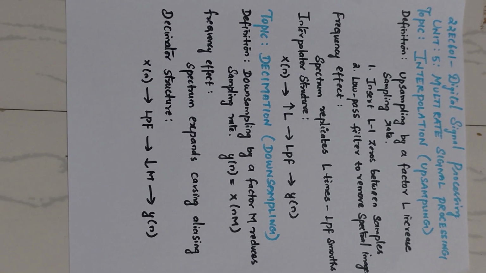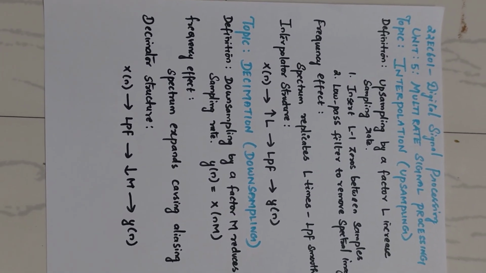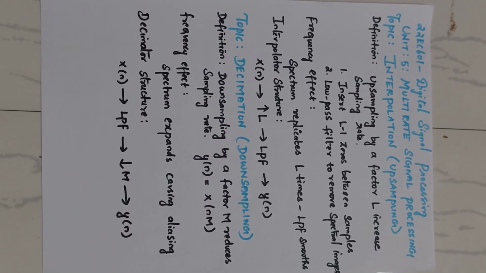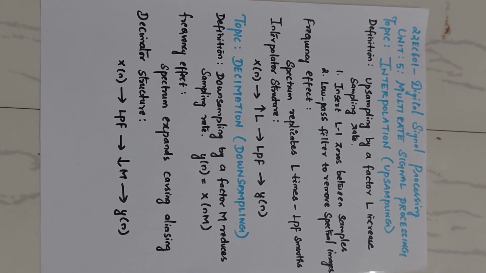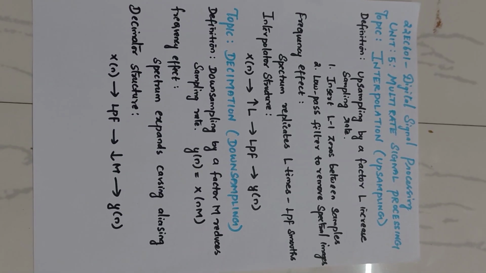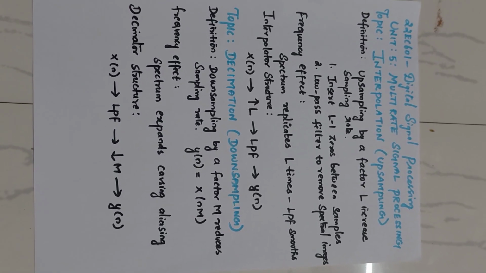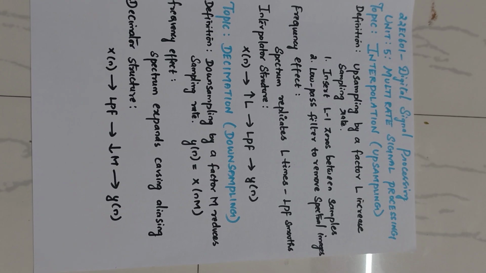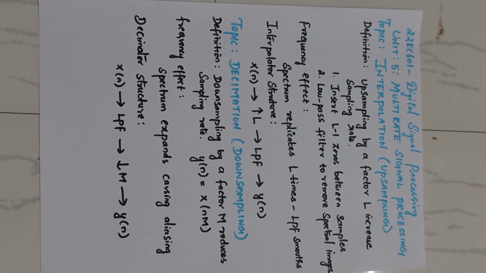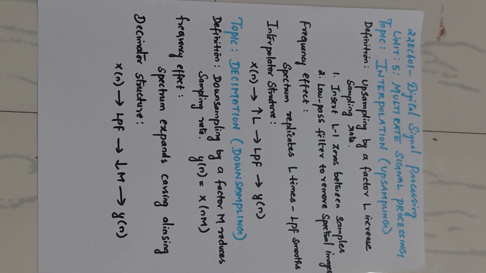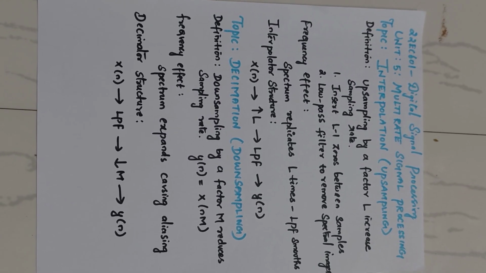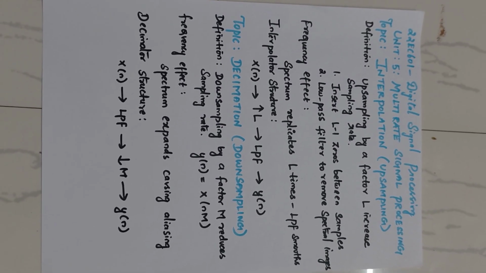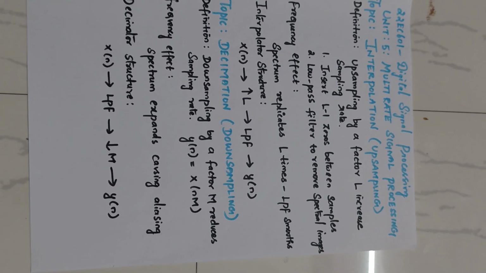Now go to the next topic, decimation, or downsampling. Downsampling by the factor M reduces the sampling rate. There it increases, here it reduces. There I took the factor L, here I am taking the factor M. What is the frequency effect here? The spectrum expands, causing aliasing. So the anti-aliasing filter is very important. Here the frequency effect is called aliasing. When two signals merge, aliasing happens.